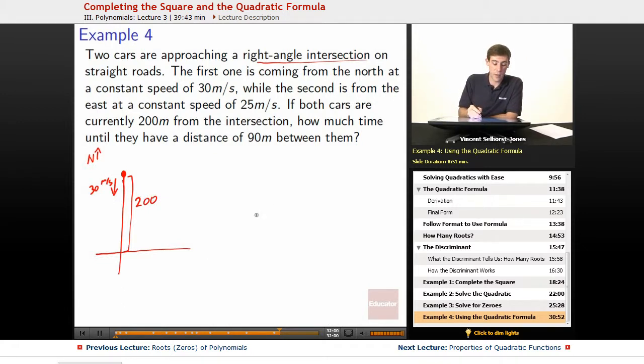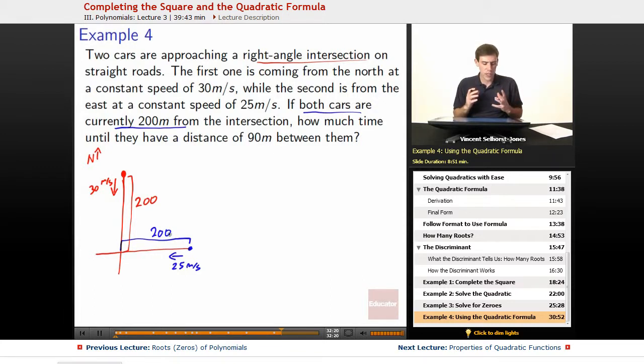What about the other one? The other one is coming from the east, so east will be over here, and it's going at 25 meters per second. How far away is it? They're both cars, so we figured out the 200 meters for the first one. Both cars are currently 200 meters away, so 200 here as well. How much time until they have a distance of 90 meters between them?